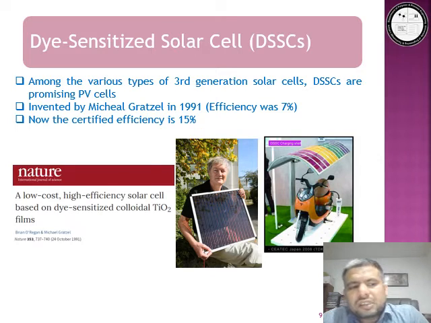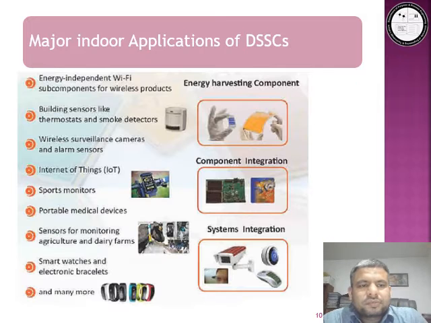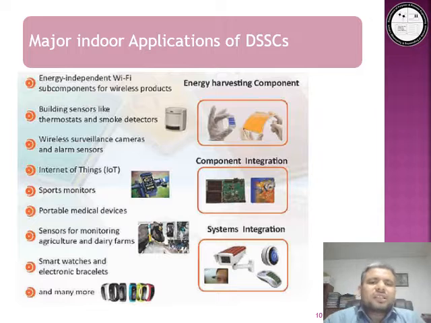It was invented by Michael Grätzel in 1991. At that time, its efficiency was only 7%. His research was published in Nature. So that was the first paper on DSSC.